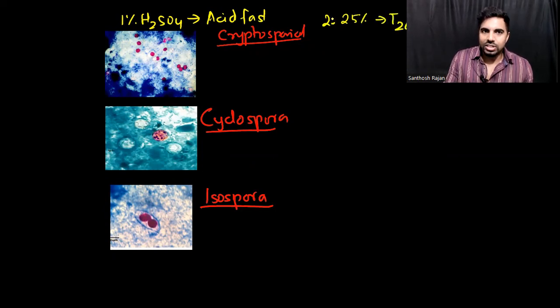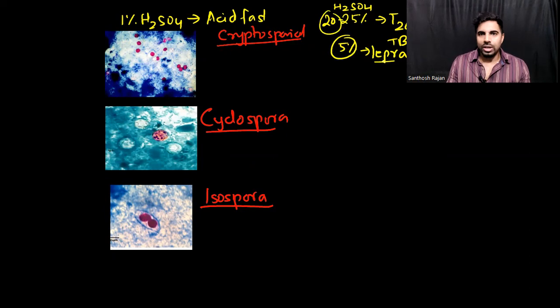20 to 25% H2SO4 is for TB. Leprae may use only 5% H2SO4. Lepra has five letters, L-E-P-R-A, so 1, 2, 3, 4, 5, so 5%. This is for lepra, 5% H2SO4. And 1% is for all these parasites.